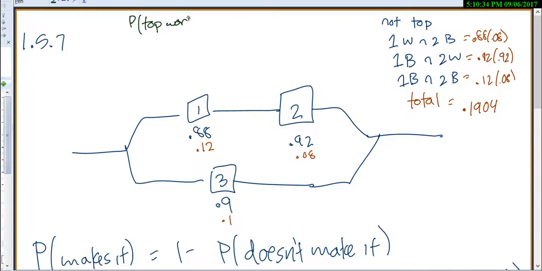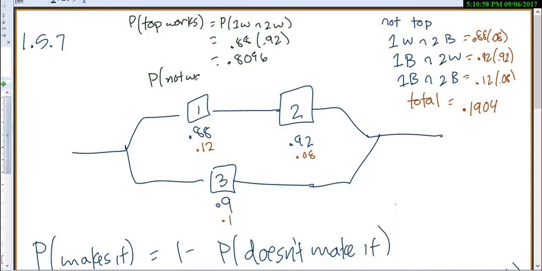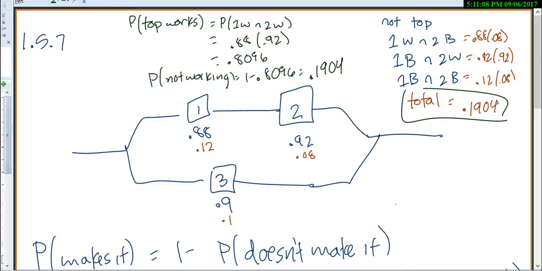So the top works. For the top to work, 1 has to be open and 2 open. So that's 1 works and 2 works. So that'd be 0.8 times 0.92, which is 0.736. Then the probability of it not working is 1 minus 0.736, which is 0.264. Hmm, notice how either way we should get the same answer here. The one way seemed a lot simpler.